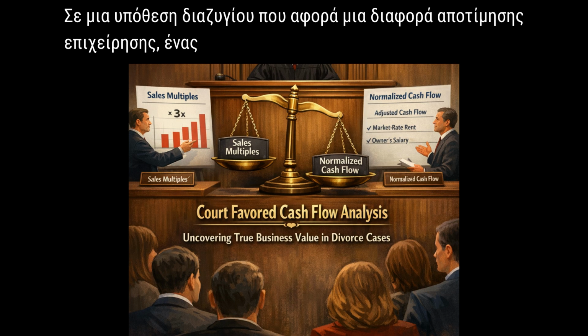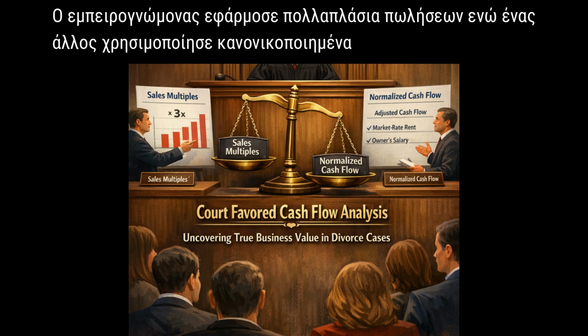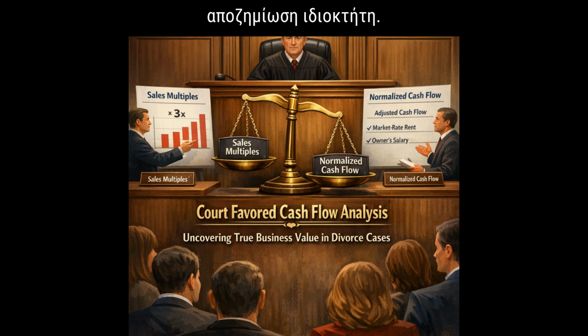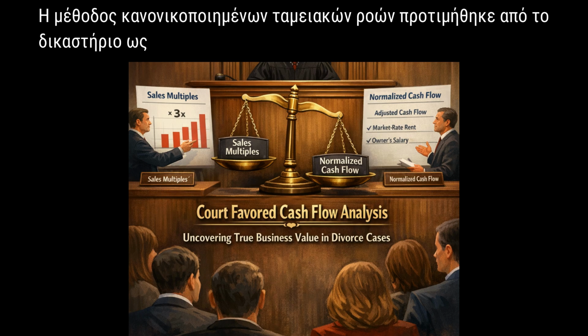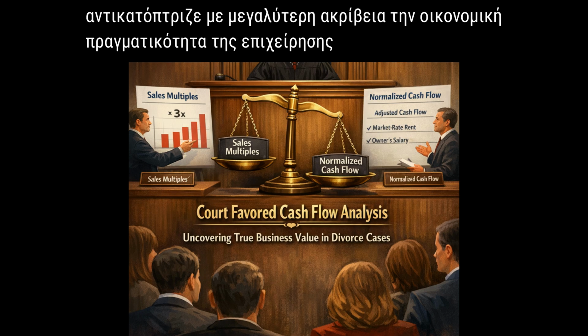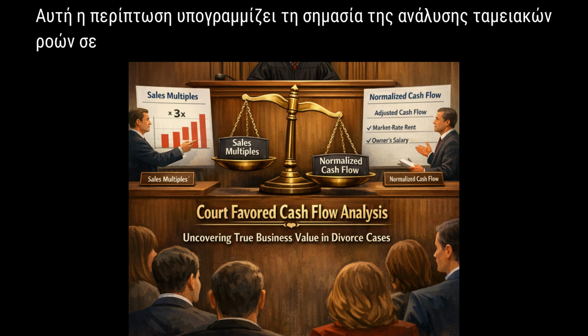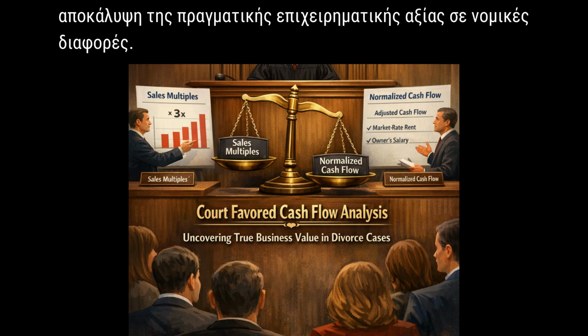In a divorce case involving a business valuation dispute, one expert applied sales multiples while another used normalized cash flows, adjusting for factors like market rate rent and owner compensation. The normalized cash flow method was favored by the court as it more accurately reflected the business's economic reality and distributable cash, providing a clearer basis for equitable distribution. This case highlights the importance of cash flow analysis in uncovering true business value in legal disputes.